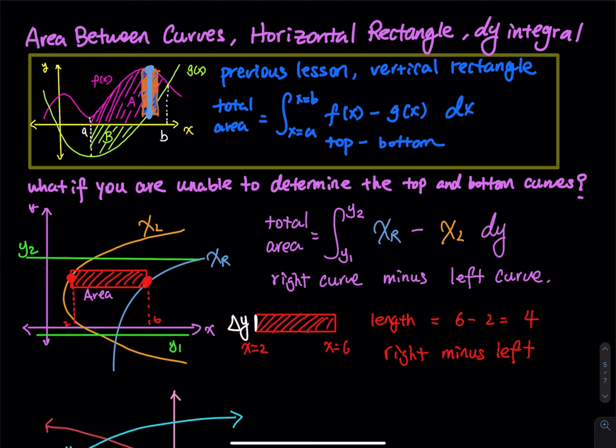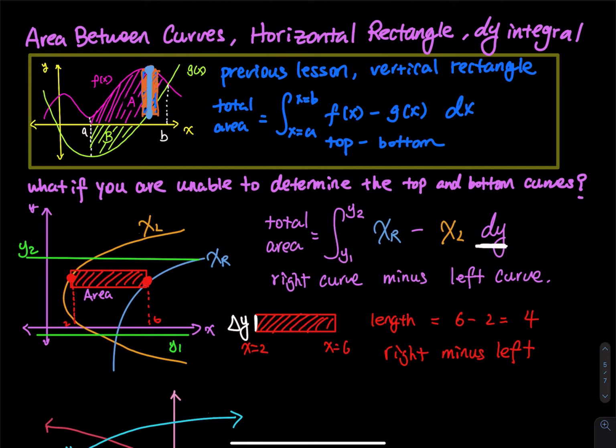And then delta y, you don't see the multiplication right here, but you see this is a dy integral. Why do we have to use a delta y? So let's say we use a 4, right? Times delta y, right minus left times delta y. That is only the area of one rectangle.